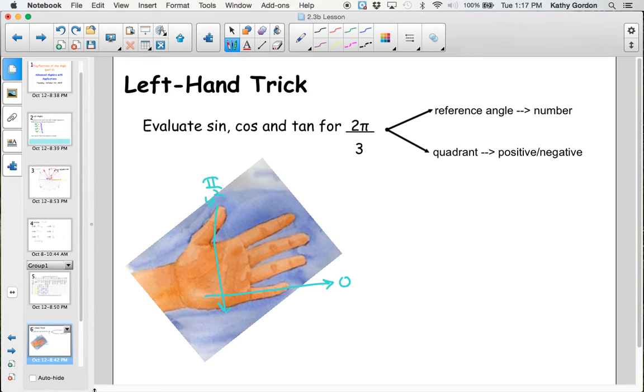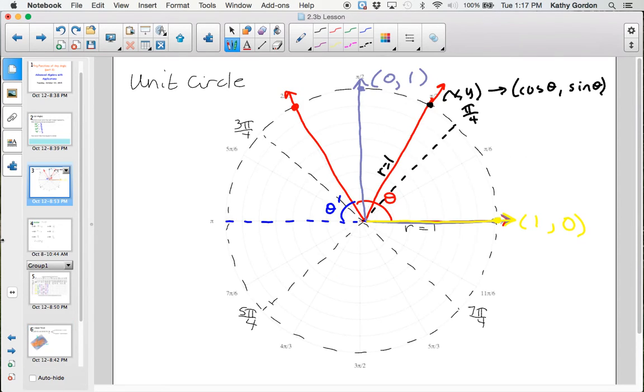Okay? So 0, pi over 2, x and y. Now when you look at your circle, how many of the special angles are between 0 and pi over 2? How many do we have in between? 3. Pi over 6, pi over 4, pi over 3. How many fingers do I have left? 3. Guess what they represent? Pi over 6, pi over 4, pi over 3.